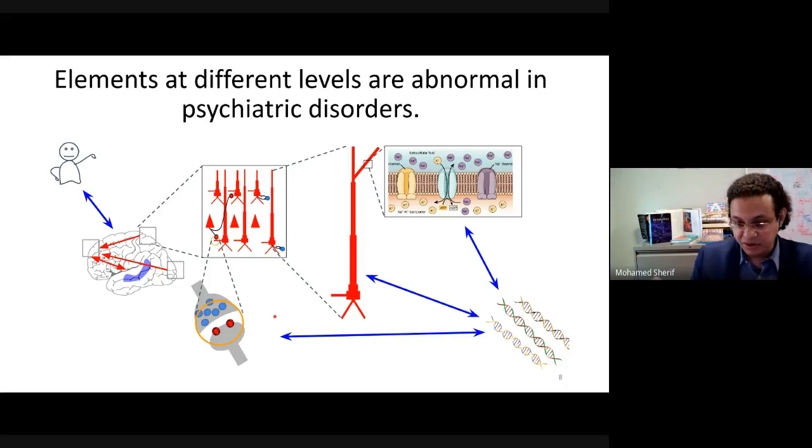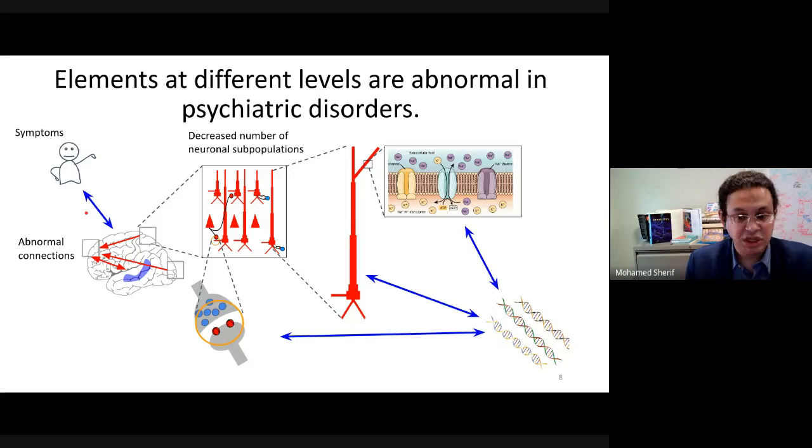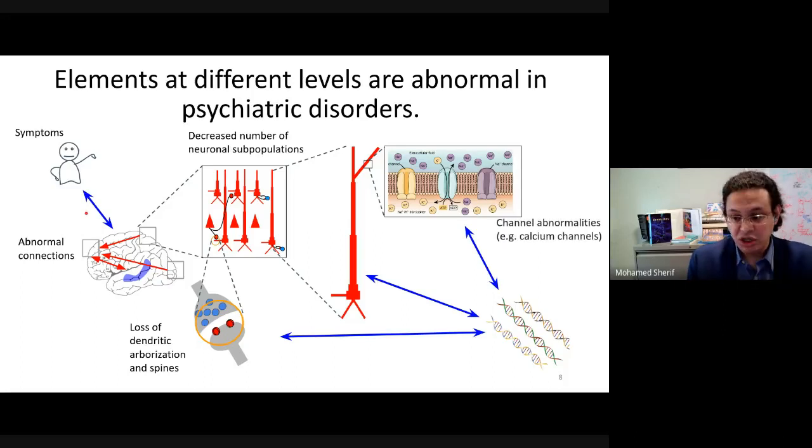Multiple different elements at these different levels are abnormal in different psychiatric disorders. So we have the symptoms at the behavioral level. We have abnormal connectivity between different regions. The changes in the neuronal subpopulations in different disorders. Moving to loss of dendritic arborization and spines. Changes in channels. For example, multiple studies have shown that calcium channels seem to be abnormal in schizophrenia. And we know that schizophrenia and OCD are highly heritable.